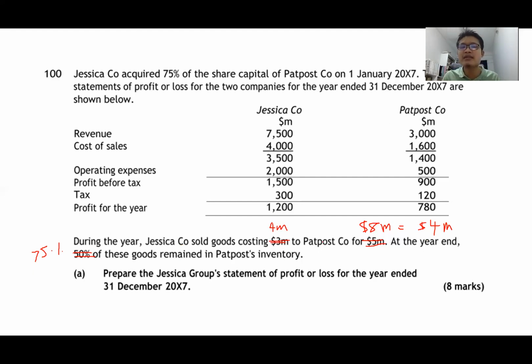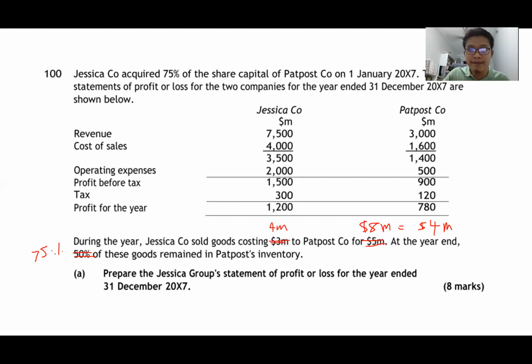Only 75% remain. Listen, for unrealized profit, you are not concerned with what has been sold. Okay, you are concerned with what has not been sold, what remains in the inventory, the closing inventory. In this case, 75%. So it says 75% goods remain. If I change the question, at the year end, 75% of the goods has been sold, then you don't take the 75%, you take the 25%, because if 75% sold, so 25% remain. Do you get that? But now it says 75% remain, so you take that one. The percentage is the percentage that remains.